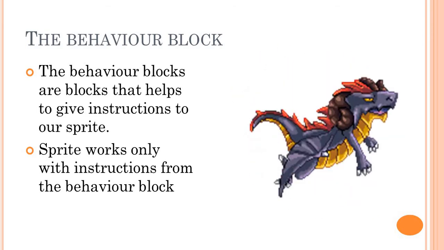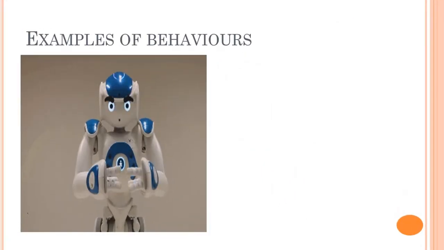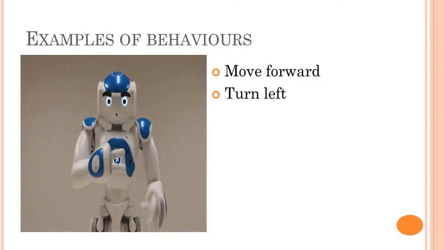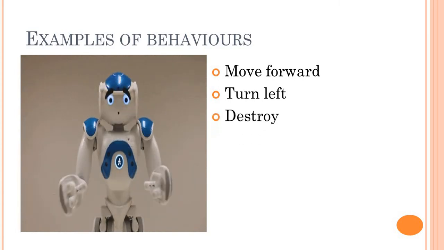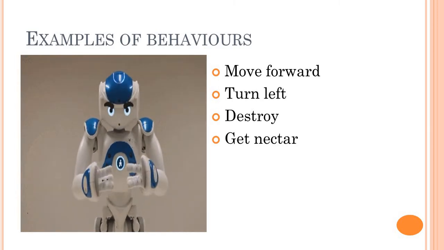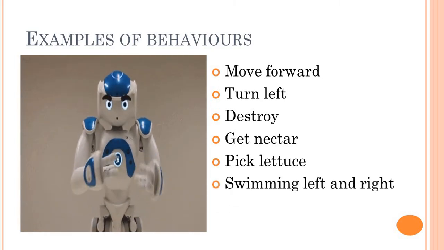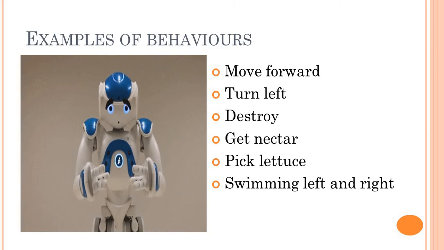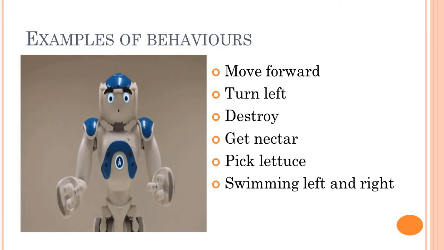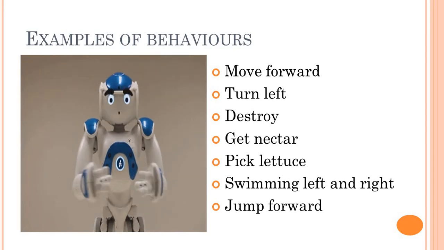Now, looking at the behavior block, we may think that there are so many difficult blocks, but the behavior blocks are the blocks that we normally use before. Move forward is a behavior block. Turn left is a behavior block. Destroy is a behavior block. Even when we did conditionals with the farmer, get nectar is a behavior block. Pick lettuce is a behavior block. Even swimming left and right, they are all behavior blocks. So, can you mention one behavior block? Yes, I know you know it. All these are behavior blocks. Jump forward is a behavior block.